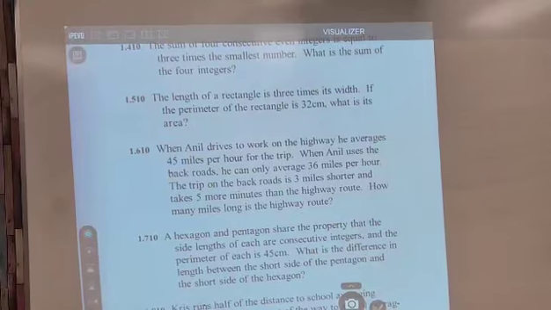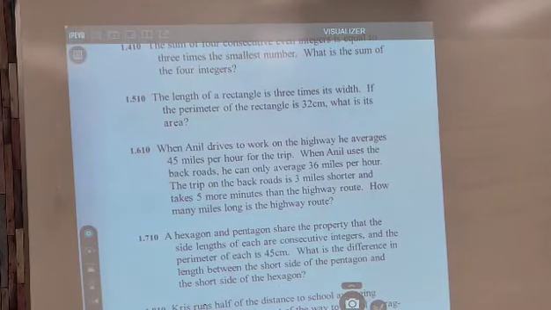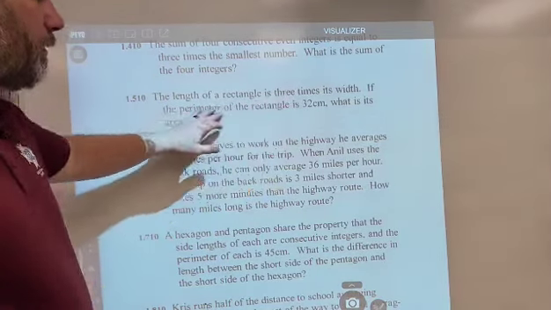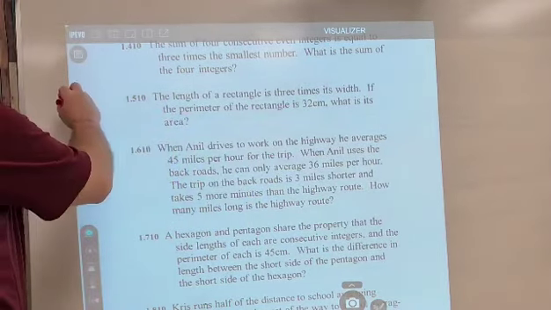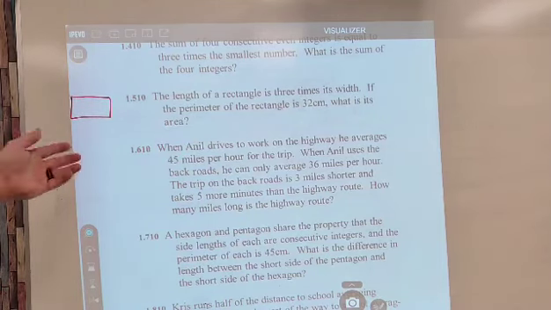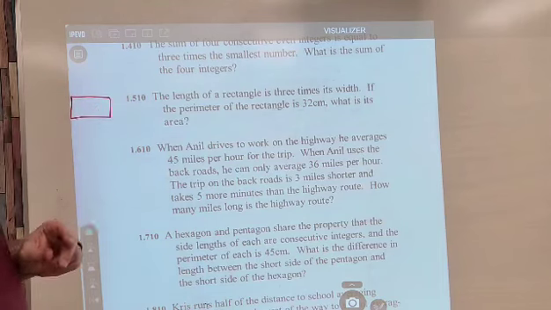All right, let's take a look at the rest of these problems on the first section in the book here, Art of Problem Solving. It says the length of a rectangle is 3 times its width. So I have a rectangle. The perimeter of the rectangle is 32. What's the area? What's perimeter? Perimeter is we add all 4 sides up.